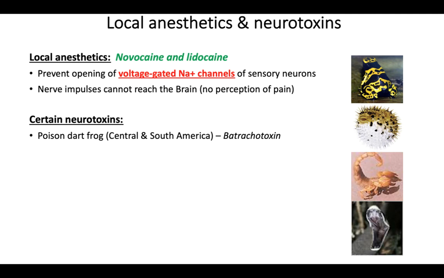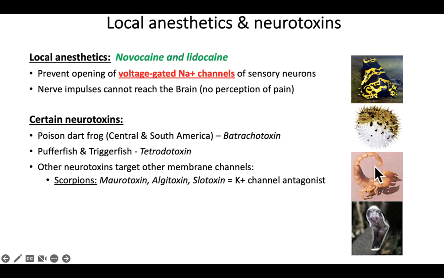There are also some things out in nature, some neurotoxins. There are a lot of organisms that can be very nasty and can produce neurotoxins. There's one called the poison dart frog. This pretty little frog right here produces a toxin that blocks action potentials. Certain pufferfish and triggerfish produce neurotoxins that block action potentials.